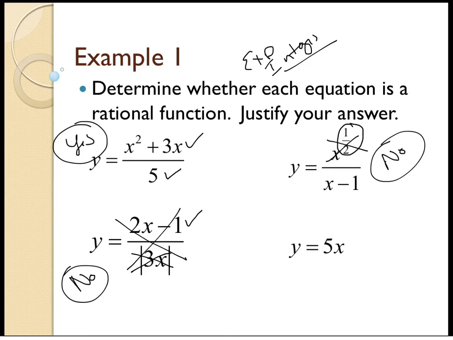And if I look at the bottom right one here, this is technically over 1, and 5x is a polynomial, 1 is a polynomial. So this is a rational function. So these are examples of rational functions. It's just fractions, and we have a polynomial in the numerator, a polynomial in the denominator.